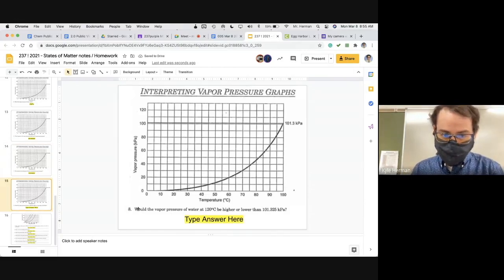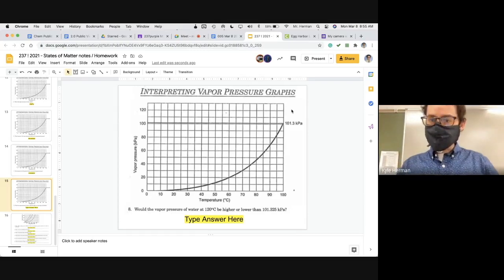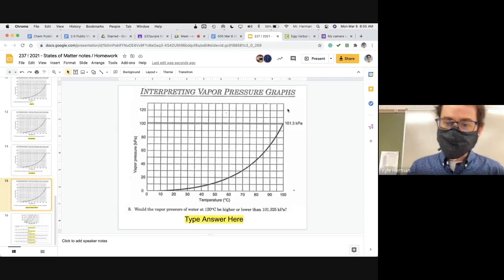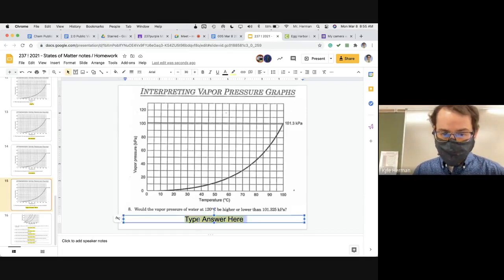And then the last one is, would the vapor pressure of water at 120 degrees be higher or lower than 101.3 kPa? As you can see, as you keep moving it up, it would increase. So it would actually be higher. And again, that's kind of how pressure cookers work. The boiling point of water is higher. There's more pressure in there, so the food's going to cook faster because it's not boiling at the same temperature. The food's going to be able to get hotter. So it's going to be higher.